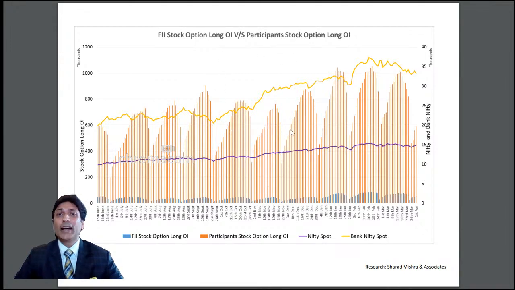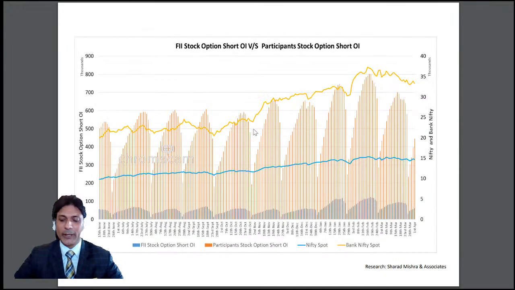Now, stock options long Y versus participant stock option long Y. We are seeing that after November it has been increasing consistently for the participants as well as for FIIs. However, after February it has been decreasing. Similarly, FII stock option short Y versus participant stock option short Y, it has been increasing since December onwards every month, but after February it has been decreasing. Same for the FIIs also.